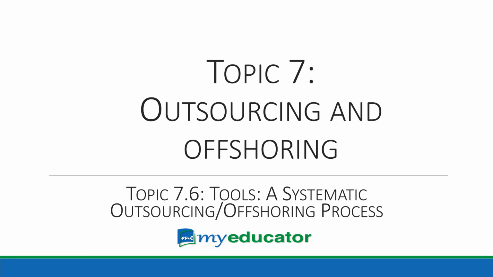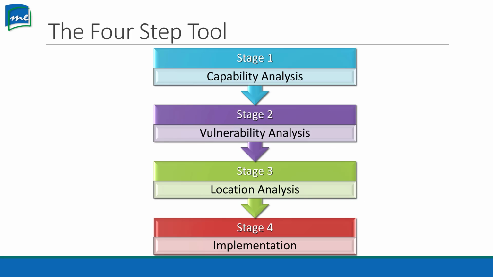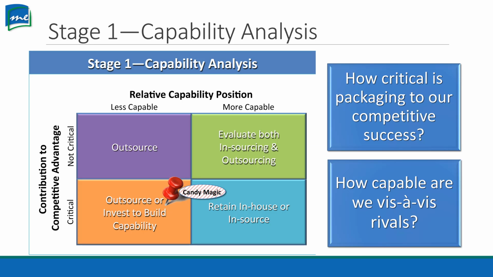So a systematic outsourcing and offshoring process. We need to have some tool to help us make these decisions, right? So we have a 4-step tool. Stage 1, a capability analysis; stage 2, a vulnerability analysis; stage 3, a location analysis; and then 4, we're finally going to do the implementation. So let's go ahead and look at the capability analysis.